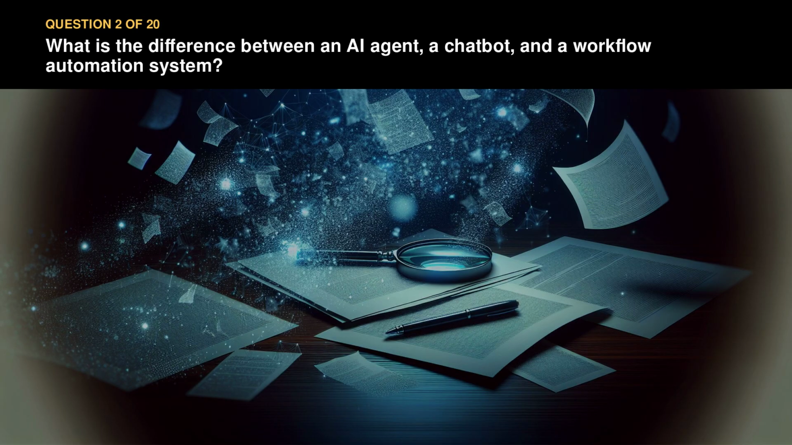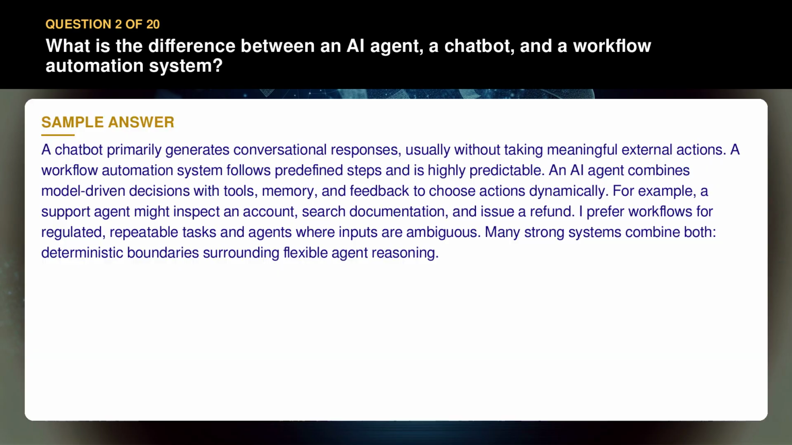Question 2. What is the difference between an AI agent, a chatbot, and a workflow automation system? A chatbot primarily generates conversational responses, usually without taking meaningful external actions. A workflow automation system follows predefined steps and is highly predictable. An AI agent combines model-driven decisions with tools, memory, and feedback to choose actions dynamically.